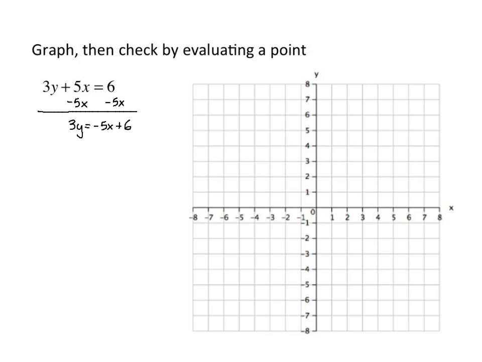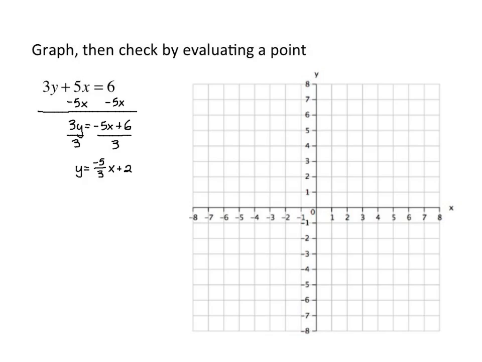And now I need to continue solving, so a little bit more work to do. I have to now divide by 3 on both sides, giving me the final equation, y equals negative 5 over 3. Notice I don't have to change that. x plus 6 over 3, which is 2. So we're in pretty good shape now.